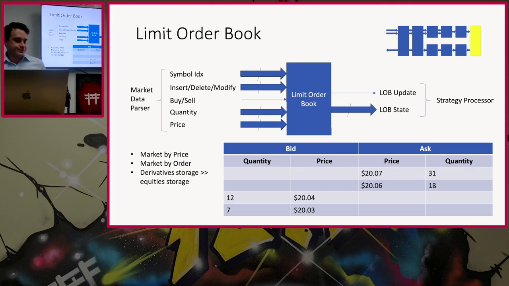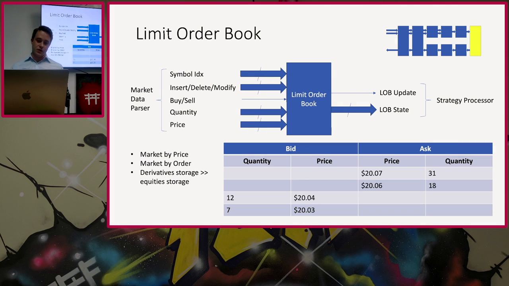Okay, so, limit order book. This is really the status of the market. It's a snapshot of, and hopefully the most up-to-date snapshot of the market. So basically, it's keeping track of all of the financial instruments that you're monitoring and what the most up-to-date prices and quantities are. So if you look at this example here, you have a bid side of the book, you have an ask side, you have a quantity and a price.